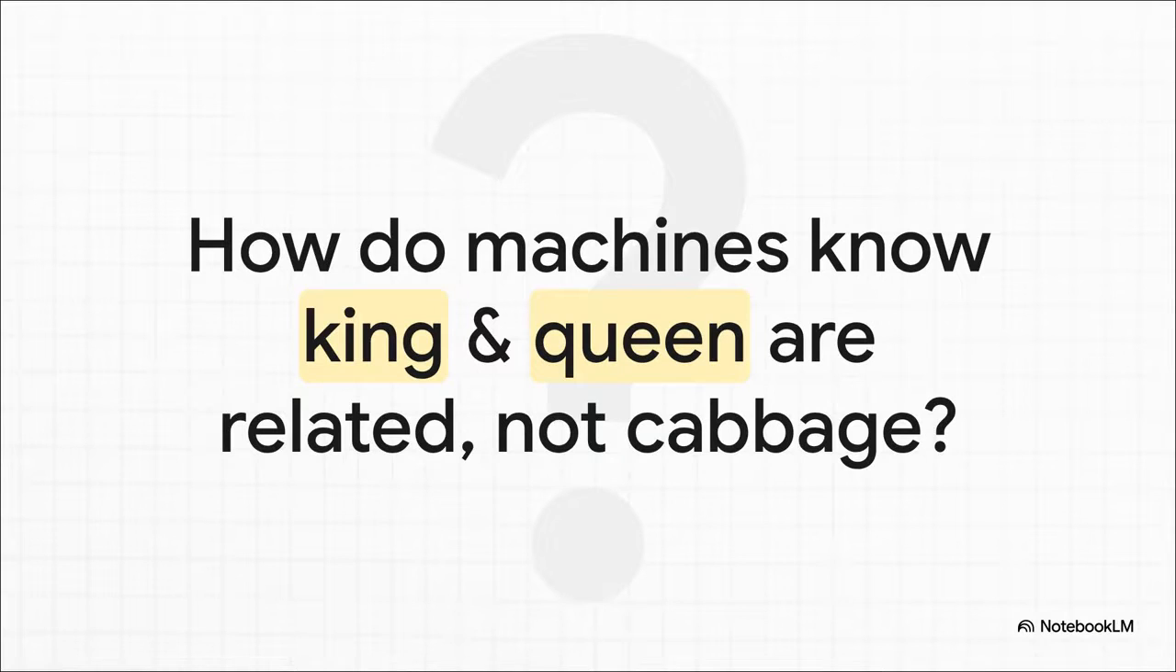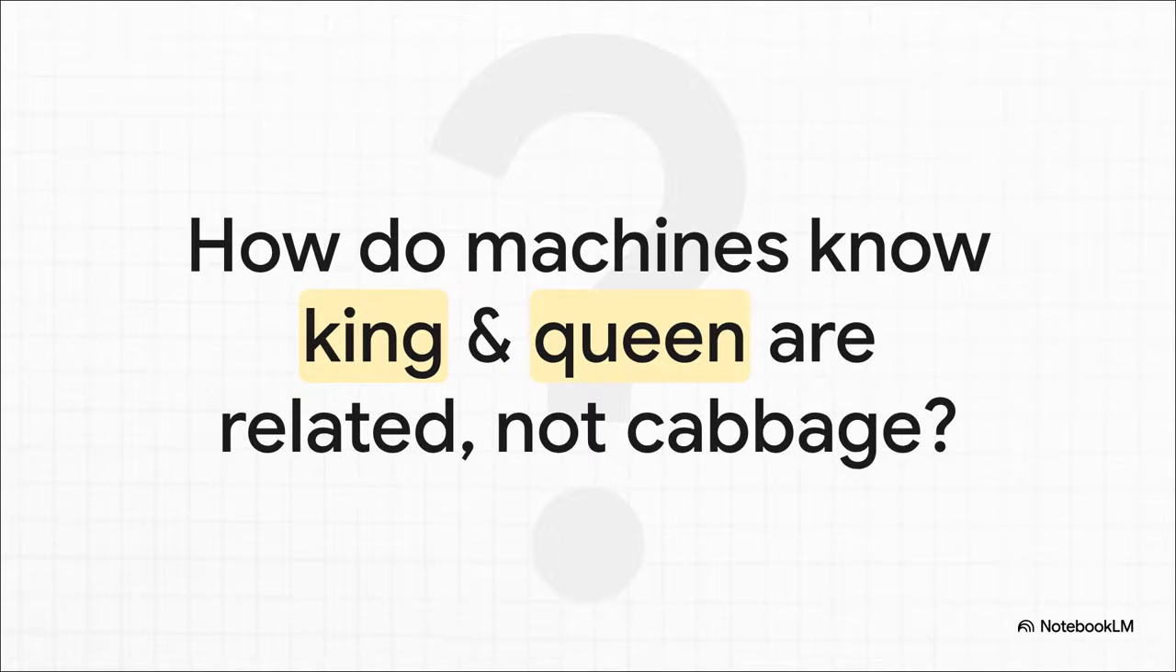Right, so this is the absolute core of the problem. For us, it's totally obvious. A king and a queen, yeah, they're both royalty. A king and a cabbage, not so much. But a computer doesn't know what royalty is. It doesn't know what a vegetable is. It just sees text.